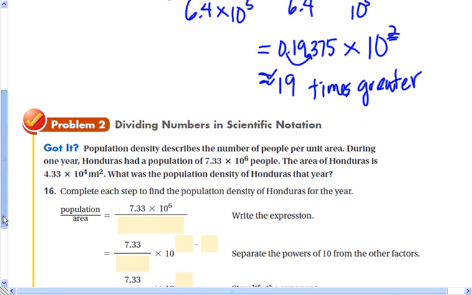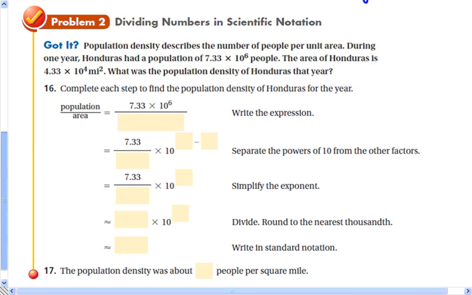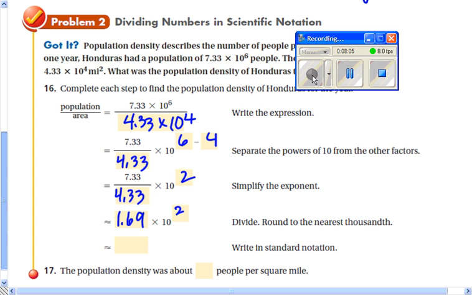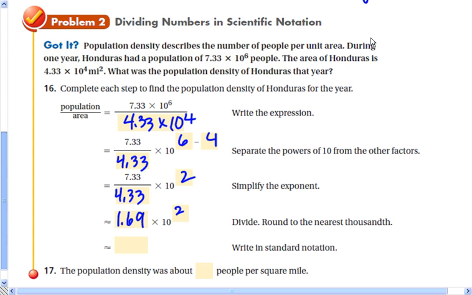All right, go ahead, you try it here. I'll pause, you can check that. At this point, I'm going to change this. I would not round to the nearest thousand. I would round to the nearest 100. That's because in our original problem, that's rounded to the nearest 100, and so is that. So it makes sense to round it to the same spot. And if I do that, now I'm multiplying by 10 to the second, that moves the decimal over 2 places. So about 169 people per square mile.